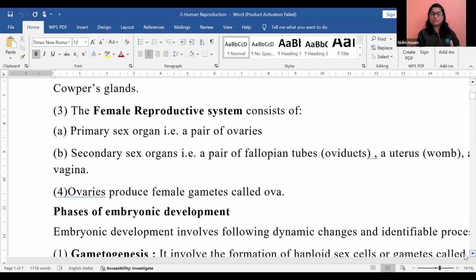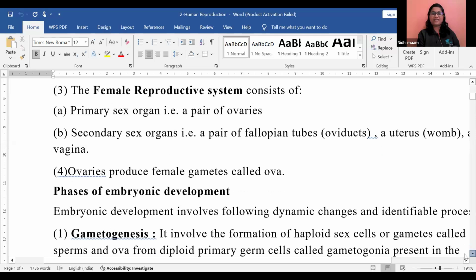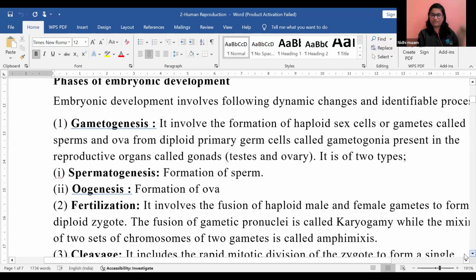Ovaries produce eggs. Then the phases of embryonic development: gametogenesis, gamete formation, spermatogenesis and oogenesis, a most important concept. In which stage will the spermatocyte be produced? What will be the ploidy of spermatocyte, spermatozoa? The difference between spermiation and spermiogenesis, all that you should know to attend the questions on human reproduction.